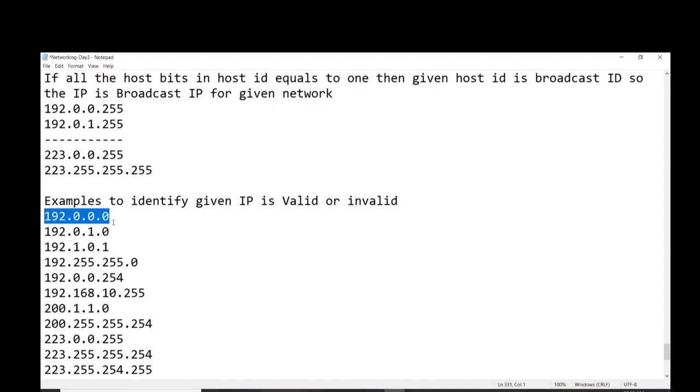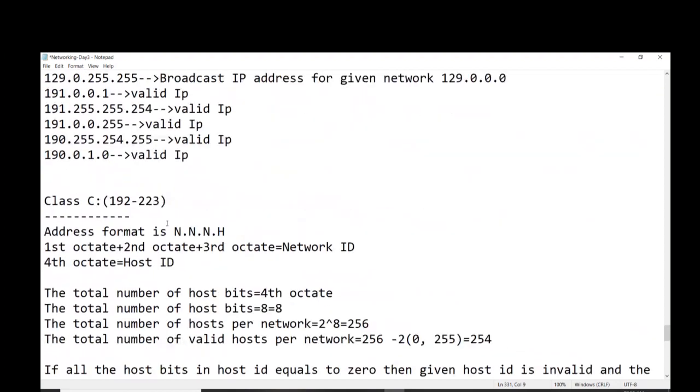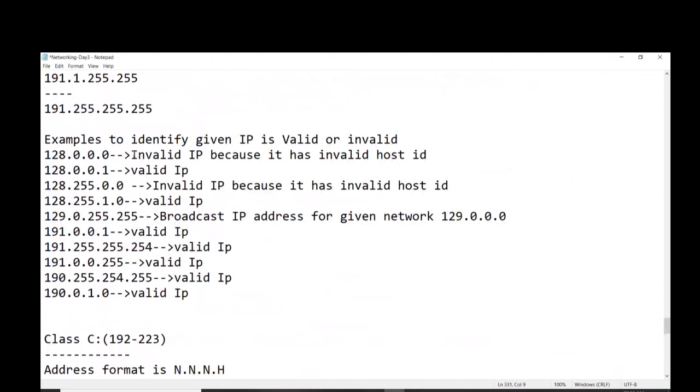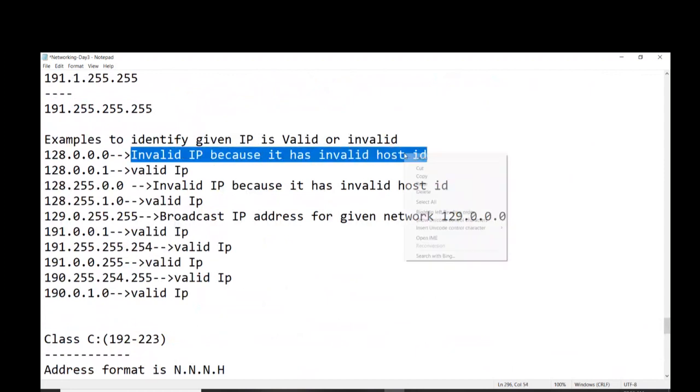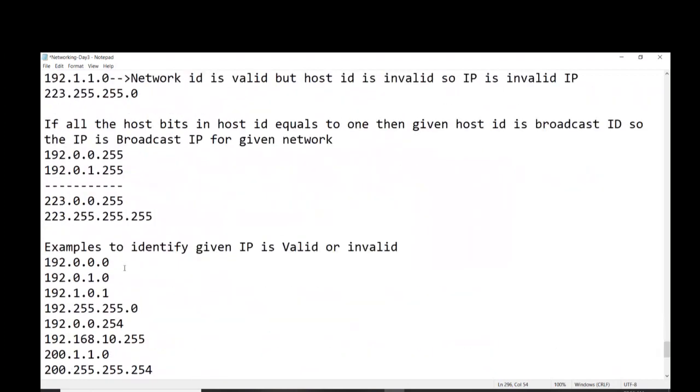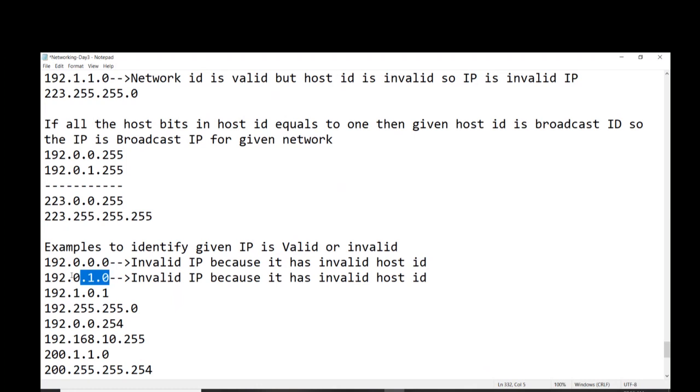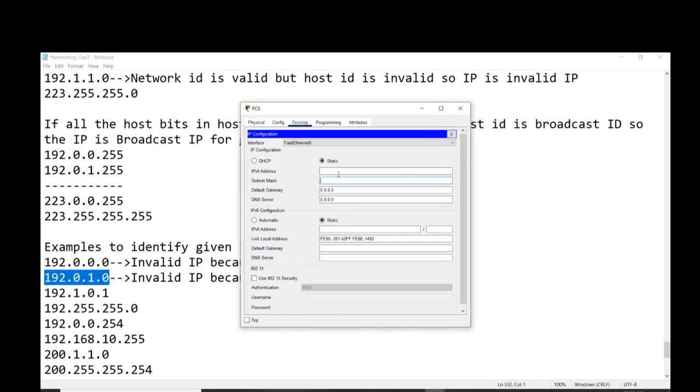Okay, so is it valid? Invalid, sir. Why? The host is 0. The total number of host is 0. What is the network ID? Network ID 192.0.0. So that is an invalid IP because it has an invalid host ID. Correct. Is the next one valid? Next one also invalid. If you try to assign this IP to the system, it will not accept. You can test here.